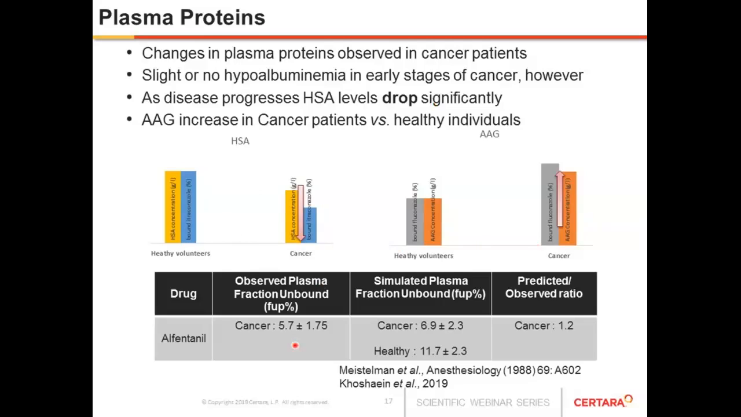If we look at another drug here, fentanyl, and again this drug binds primarily to alpha-acid-glycoprotein. What you can see in this poster by my colleague, Nika, she looked at predictions using the Sim-Cancer population of fraction unbound for fentanyl. As you can see, what you get is this reduction in fraction unbound, and the predictions are pretty closely observed.